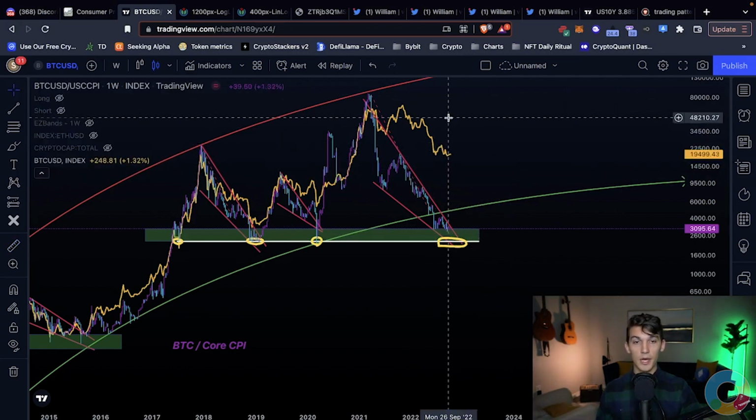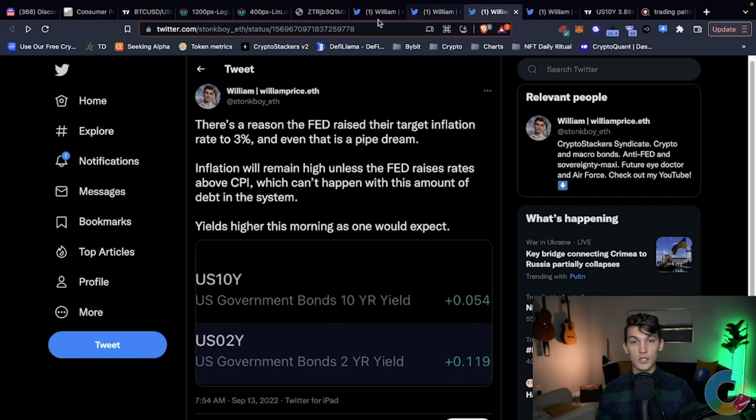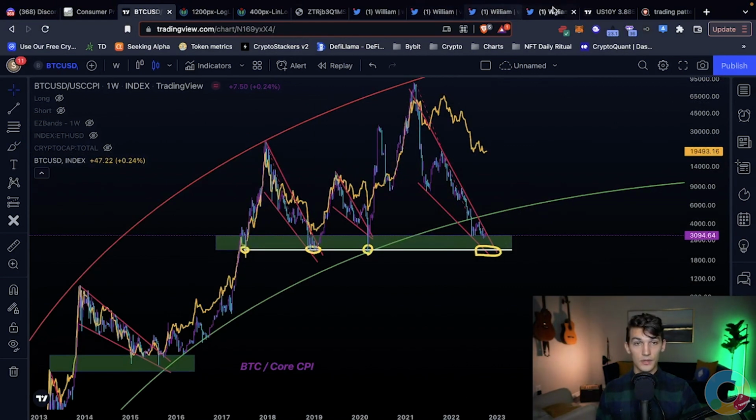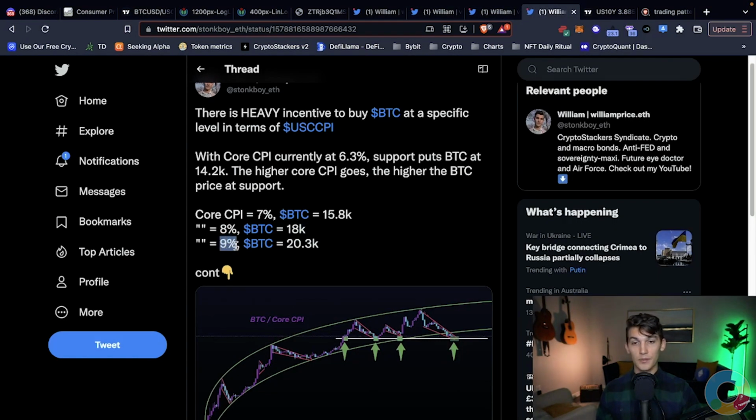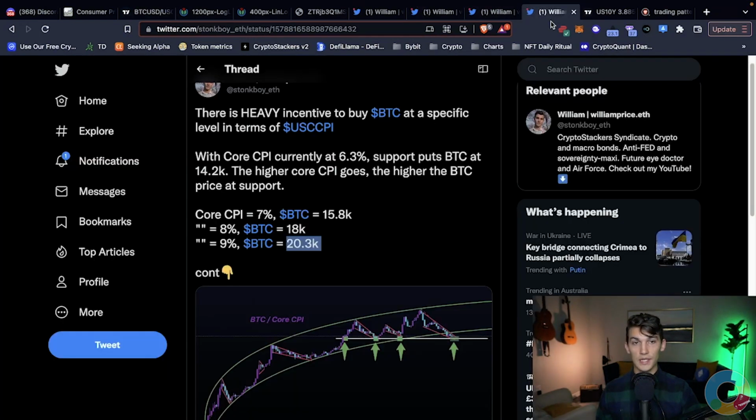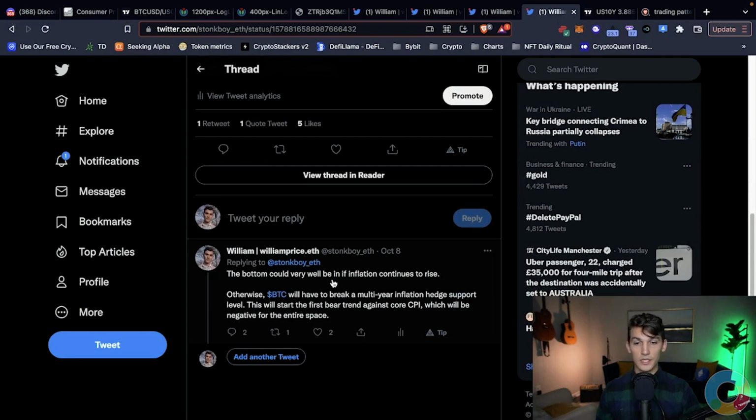So that's why I think that the bottom could be in, based on inflation continuing to rise and based on the fact that this support is likely to hold. Let's do another scenario. If core CPI ever gets to 9%, Bitcoin would be above where it is right now to be on this support line. And I tweeted this, the bottom could very well be in if inflation continues to rise.